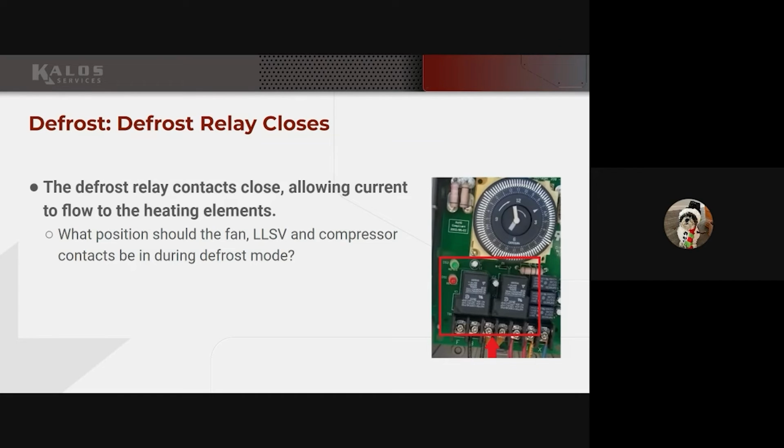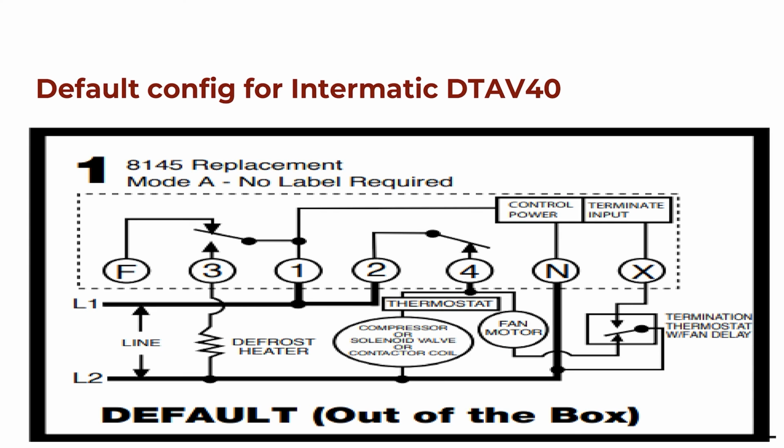I don't know. In my mind, I was thinking maybe the liquid line solenoid is normally closed, whereas the others are wired to normally open contacts. But I think that's where I was getting myself messed up. Let's go back to this diagram here and just make sure that I'm not a crazy person. Okay, so right now it's showing cooling mode, right?